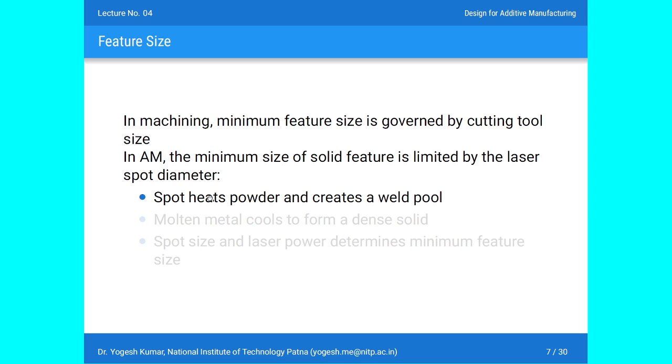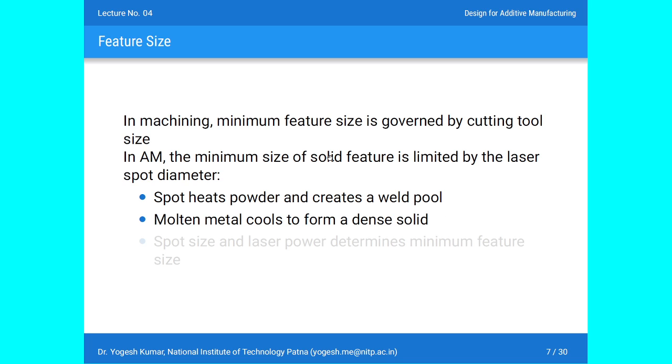What is the role of this laser spot diameter? As soon as it strikes your powder, the powder gets heated and it creates a weld pool. Later on, this molten metal pool cools down to form a solid dense part.